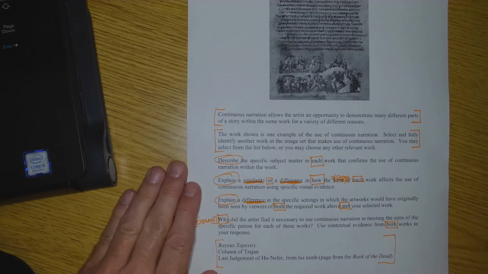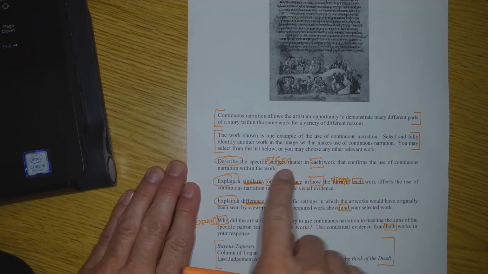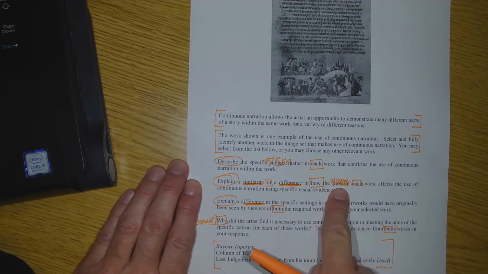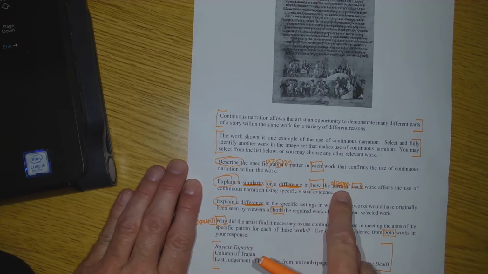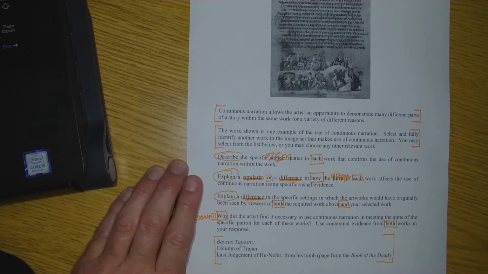Describe the subject matter. That's very specific. And you know why they did that? They split out subject matter here because we're going to talk about form right there. Be specific there, right? Those are both visual characteristics, and we've just got to know the difference between the two.